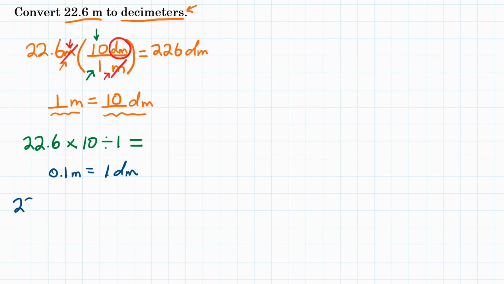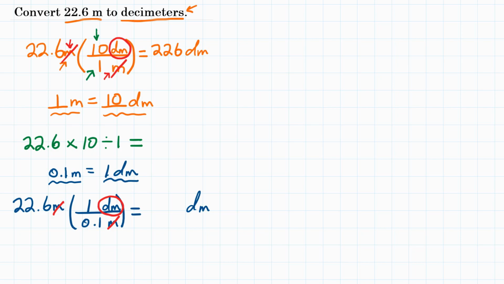Again, we would start with 22.6 meters. We're going to multiply by a conversion factor to convert from meters, which will go on the bottom, to decimeters, which will go on top, so that we end up with so many decimeters. And now I'm going to use my relationship where 0.1 meters is equal to 1 decimeter. Looking at my units, I'm starting with meters, and meters is on the bottom of my conversion factor, so they will cancel out, and I will be left with decimeters.